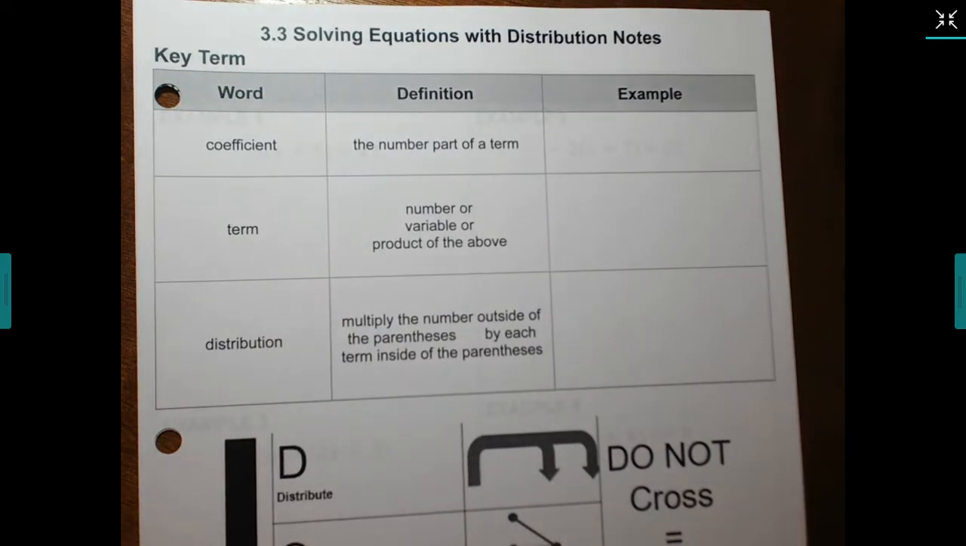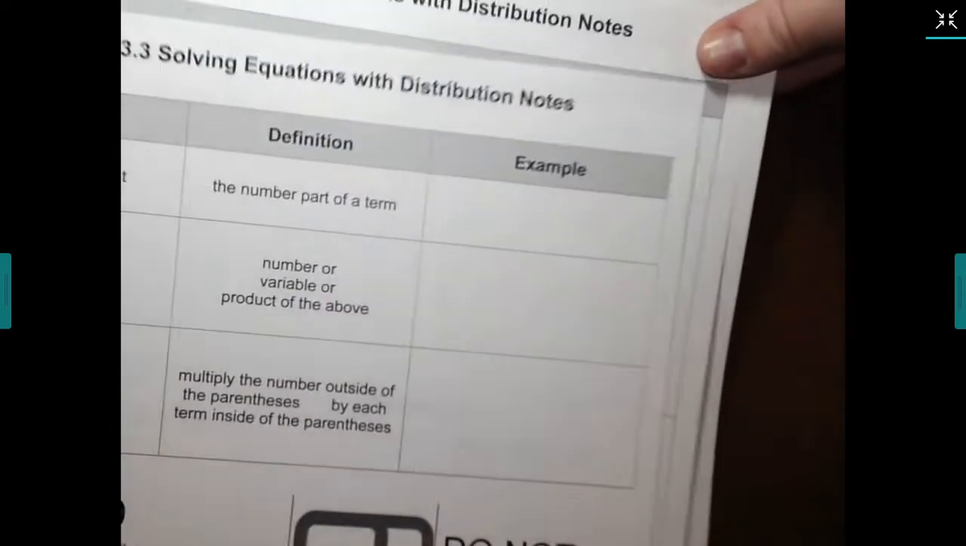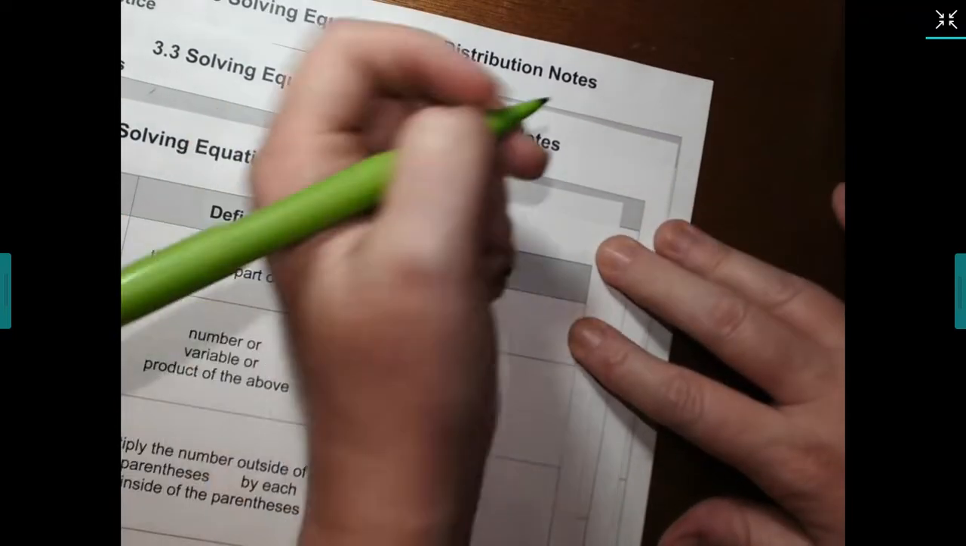Okay, so today we are going to be doing our third lesson in Unit 3. We are going to be solving equations with distribution. I know distribution is our favorite, but while we're sitting and really wallowing in despair about it, let's go ahead and put our name and class period on the notes.